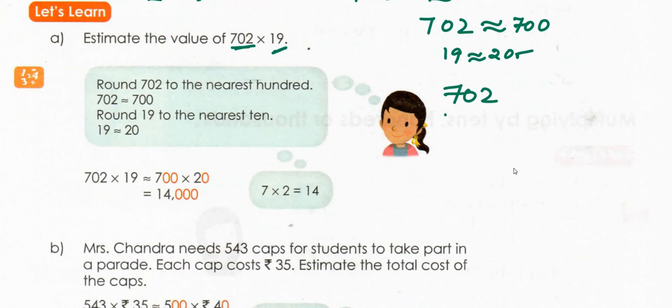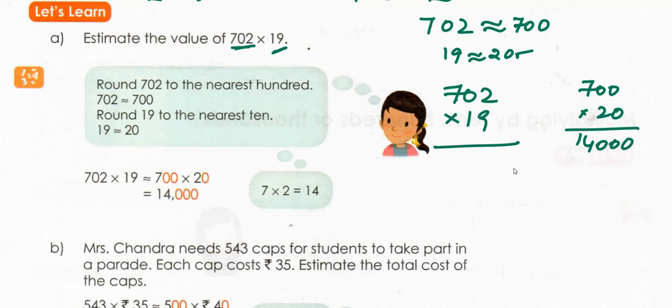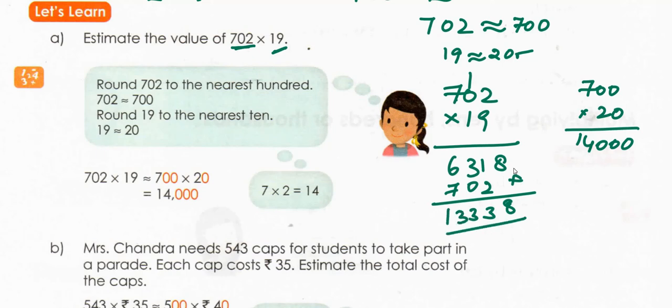Original value is this much, 702 into 19, and your estimation value is 700 into 20. 2 sevens are 14. You have 3 zeros here. In this 702 into 19, you take this 9 twos are 18, 1900, 7 nines are 63, then 1 twos are 2, 8, 3, 3, 13. You got the round figure value, 13,338 something. So this is your approximation value.